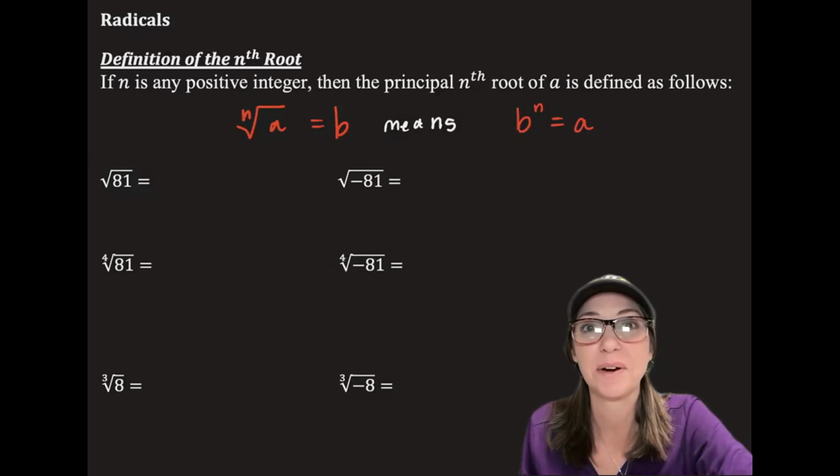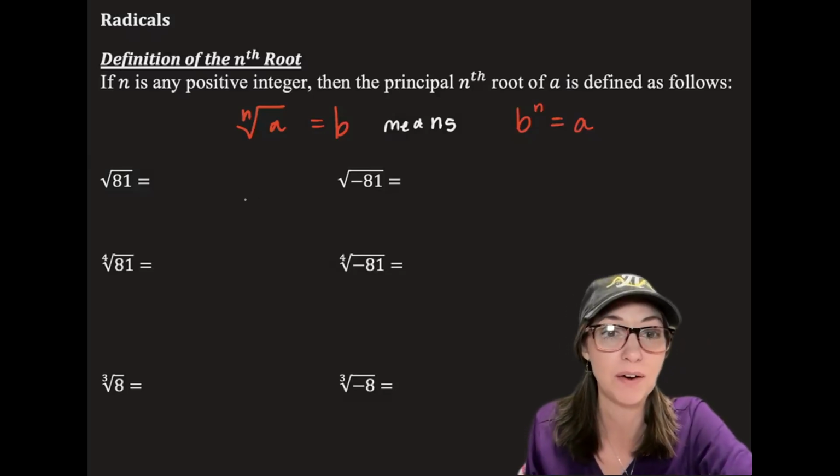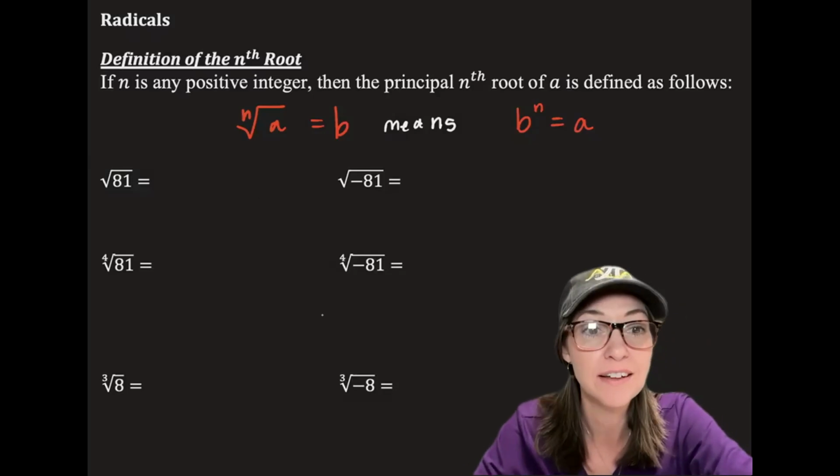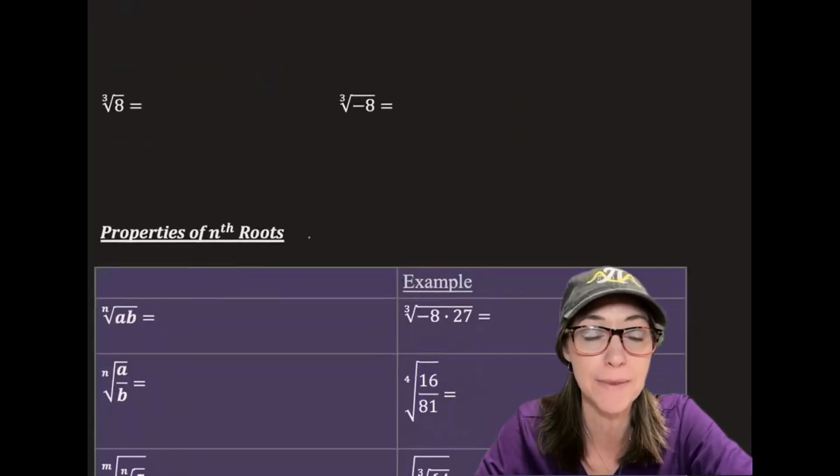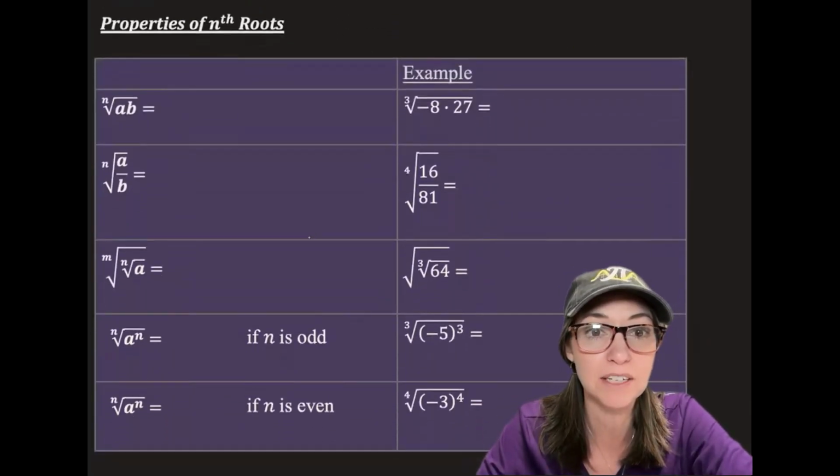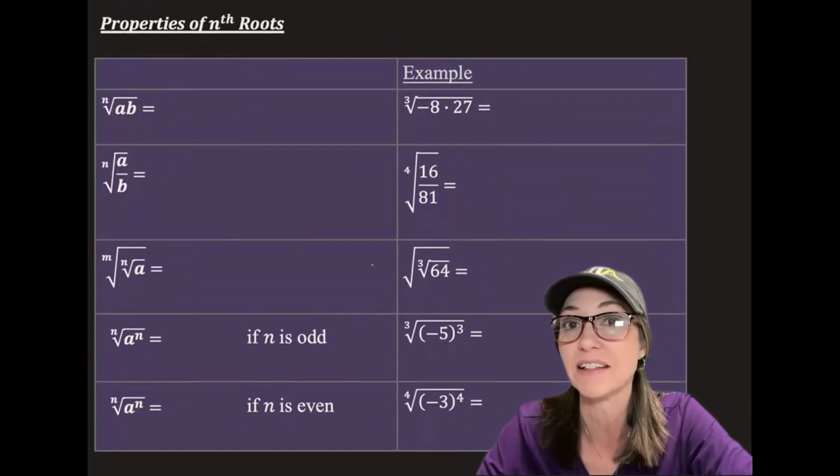Howdy! In this video, we're going to look at radicals. We're going to find square roots, fourth roots, cubed roots, etc. of both positive and negative numbers. We're going to look at properties of nth roots. We've got 5 properties and their examples.